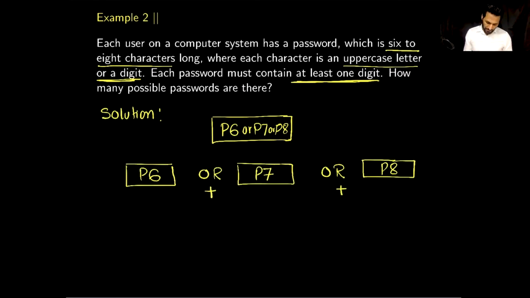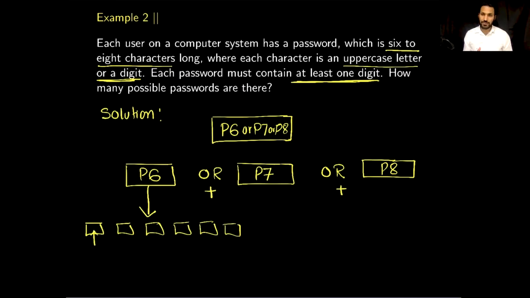Now next I need to calculate how many ways this event can happen. Or in other words, how many ways I can create a password which is 6 characters long. So I need to fill 6 positions of my password. So these are the 6 positions. Let's see how many ways I can fill the first position.